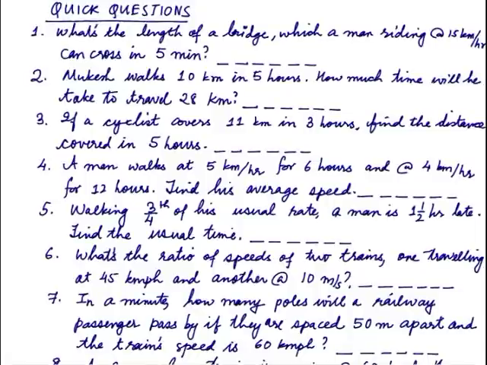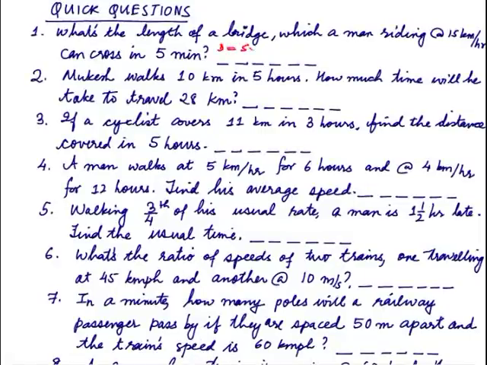Question number 1. What's the length of a bridge which a man riding at 15 kilometers per hour can cross in 5 minutes? Now we know that distance is equal to speed into time. In this case, what are we asked to find? Distance, which is the length of that bridge. What is the speed given to us? 15 kmph, kilometers per hour. What is the time given to us? 5 minutes, which is 5 by 60 hours. So the moment I solve it, 15 and 60, 5 by 4, which is 1.25. And what will be the unit? Kilometers. Hence our answer is 1.25 kilometers. I hope this is clear.